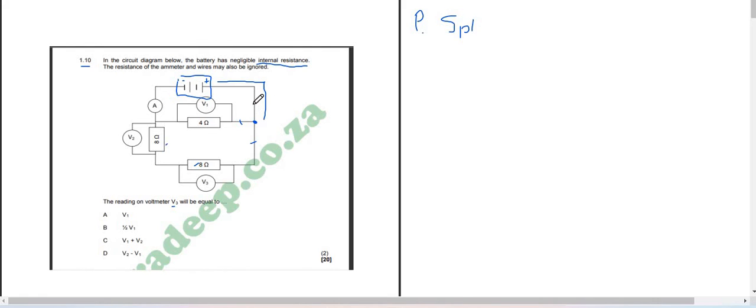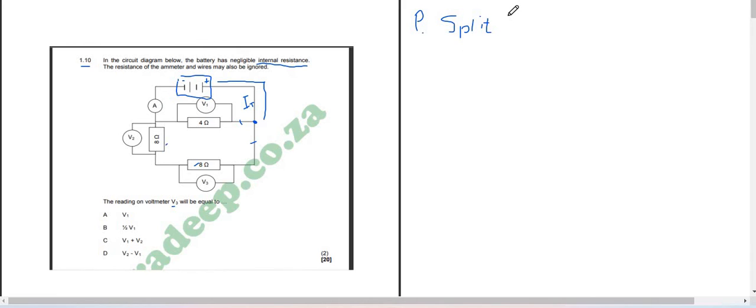Hence I said that the current will come here. Let's say it's the total current. We call that IT, right? But then when it gets to this point, we'll have maybe I1, and then maybe the current that will come to this branch will be I2. So your IT will be equal to I1 plus I2. So that's one thing about resistors in parallel, right?